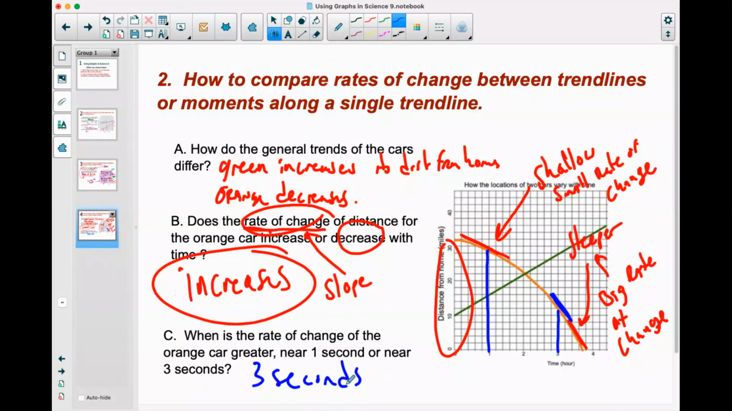Once again, we're not asking how far it is, which is greater. We're asking the rate of change. If this was like, is the car further from the house at 1 second or 3 seconds, then the answer would be 1 second. It's much further from the house than at 3 seconds. But we're not asking about that. We're asking about the rate of change. The rate of change relates to the steepness of the trend line, and it's steeper here than here. So the rate of change is greater at 3 seconds than at 1 second.